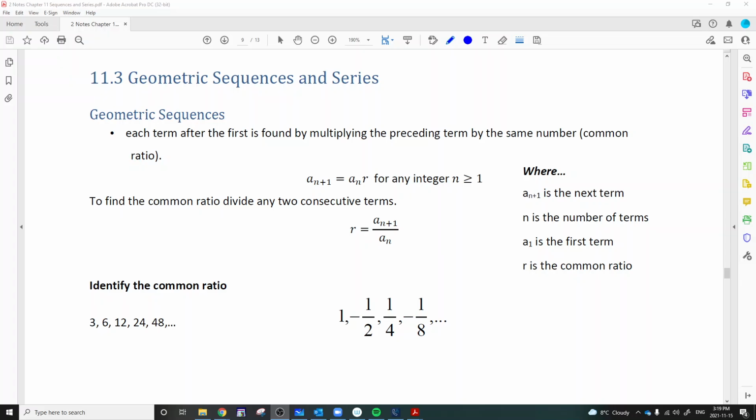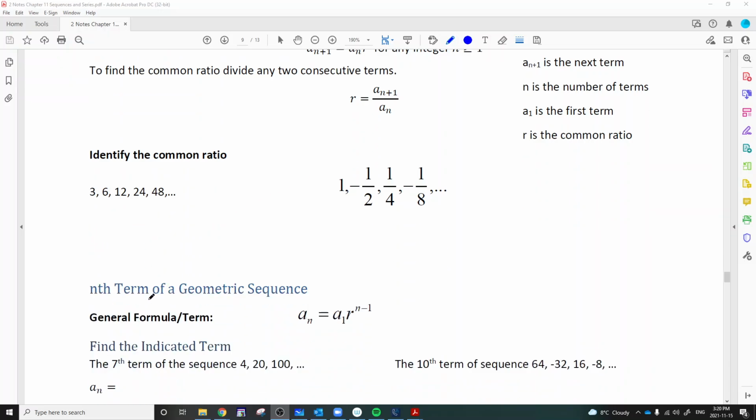Now we get to repeat what we just did with arithmetic sequences and series with geometric sequences and series. In a geometric sequence, the biggest difference is that instead of adding something to the preceding term, you multiply something to the preceding term. For example, if you have a sequence like 3, 6, 12, 24, and 48, you can tell this isn't arithmetic because from 3 to 6 is adding 3, from 6 to 12 is adding 6, it's changing.